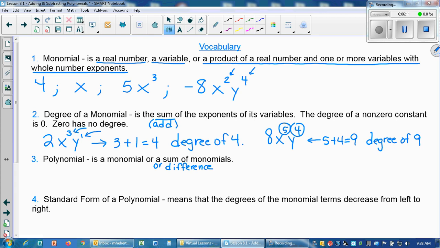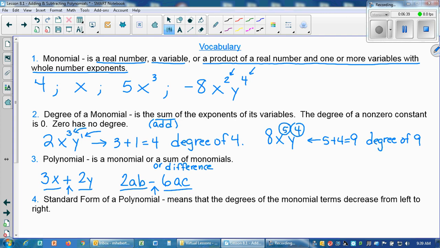It could be 3x plus 2y. That is a polynomial. We have one monomial being added to a second monomial. We could have 2ab minus 6ac. So now here we have one monomial minusing a second monomial.